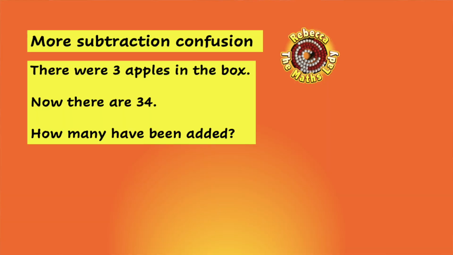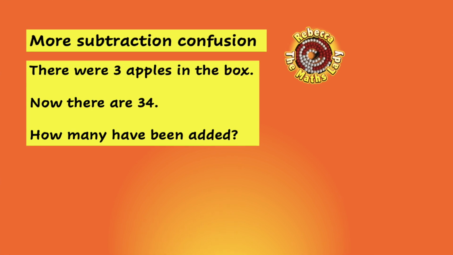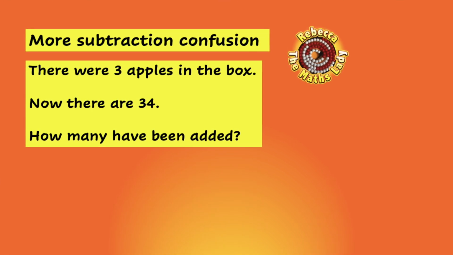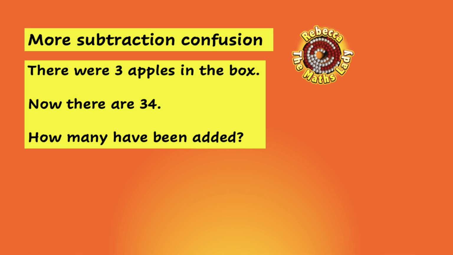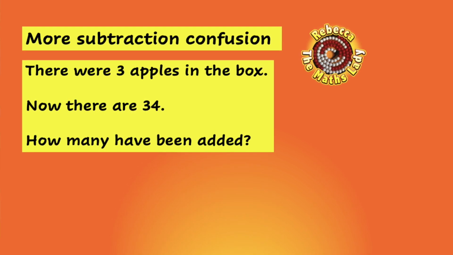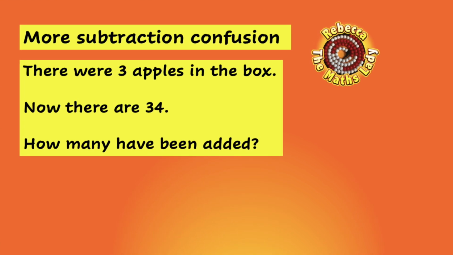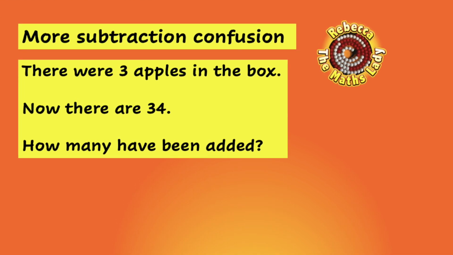Let's have a look at another one. There were 3 apples in the box. Now there are 34. How many have been added? You might just want to pause the video and think about that one. What's going on here? Why would a child get confused? How could you explain it so that they wouldn't get confused?